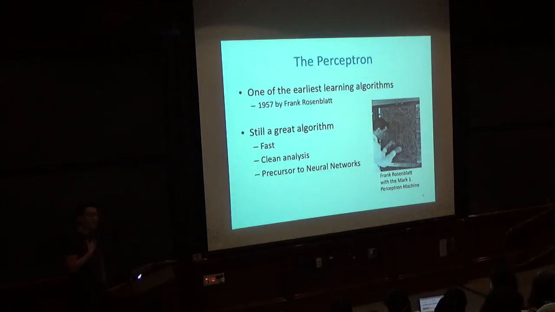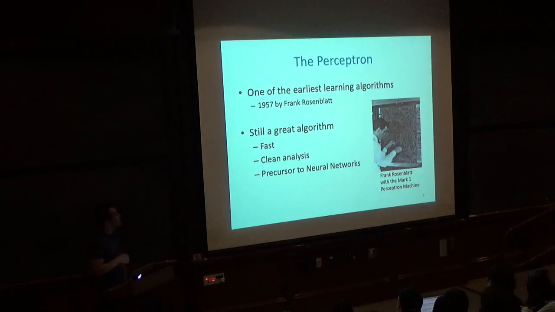Okay, so let's start with the Perceptron algorithm. It is certainly one of the earliest learning algorithms, arguably the earliest, although the origins of machine learning are sort of murky. It's still a great algorithm for many applications, at least the simpler ones. It's fast, it has a very clean analysis, and in many ways the Perceptron was the precursor to artificial neural nets and deep learning that we use a lot these days.